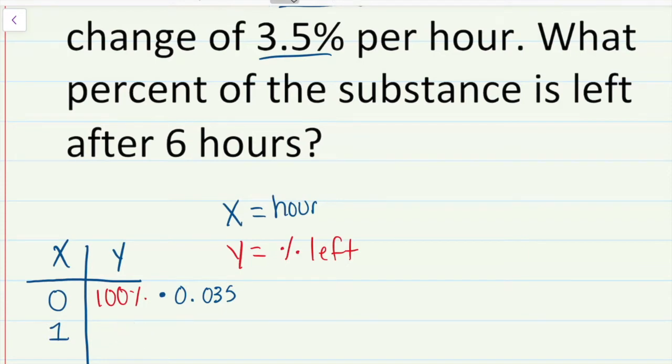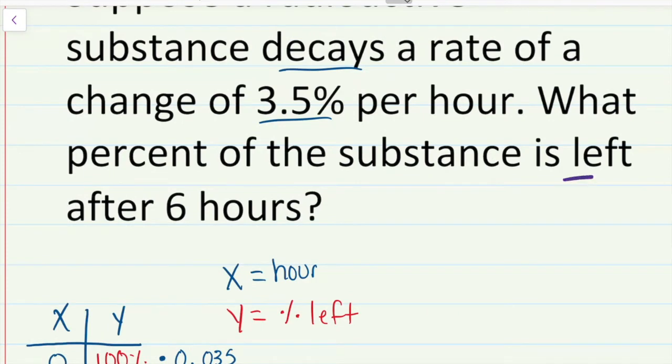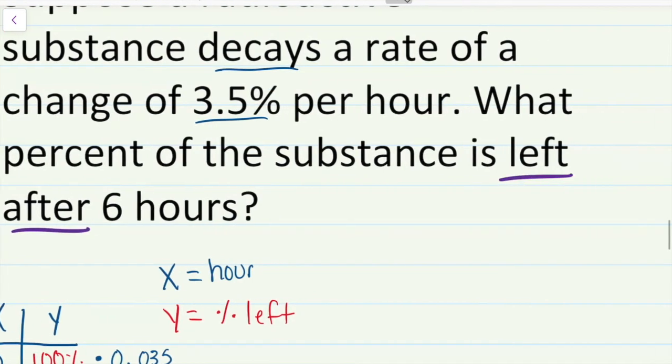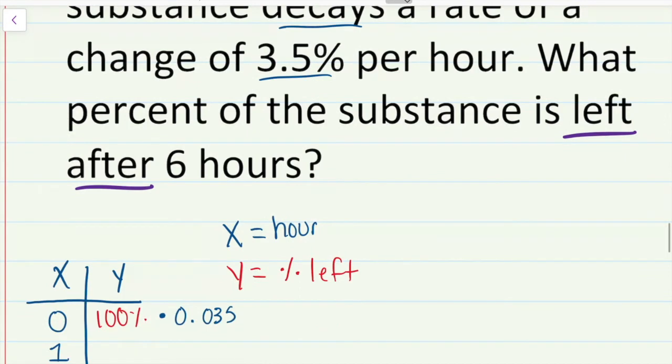No. Here's a very important thing we need to learn, guys. We're not talking about how much we're taking away. We're talking about how much there is left. So we're not multiplying by 0.035. We're multiplying by how much there is left. So if we have 100% minus 3.5, how much is left? 96.5%. All right, 96.5 divided by 100 turns into the decimal 0.965.